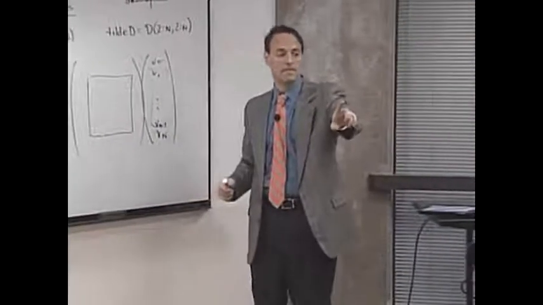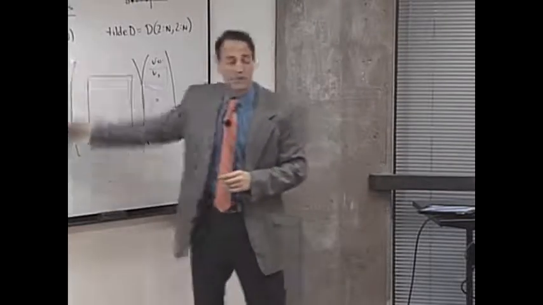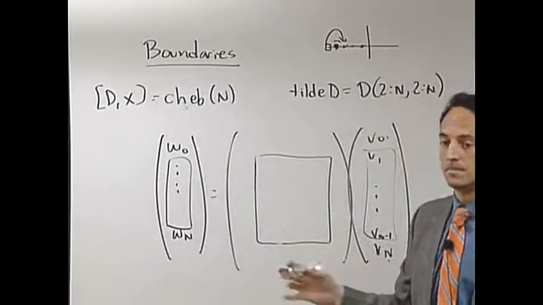Yeah? This two vectors has actually n elements or n plus 1? This is n plus 1 elements. And so now you end up with an n minus 1 by n minus 1. Okay?